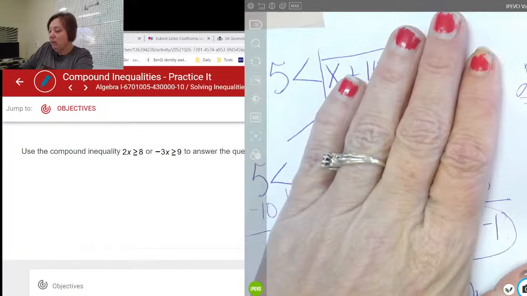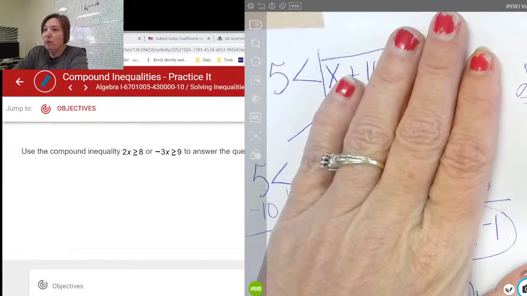So what would this look like as a graph? So we've got 4 over here, negative 3 over here. Open or closed circles? Both closed. Okay. Going out or going in? X is greater than 4. And what is it to negative 3? Less than. Going that way. Right? Does that make sense?